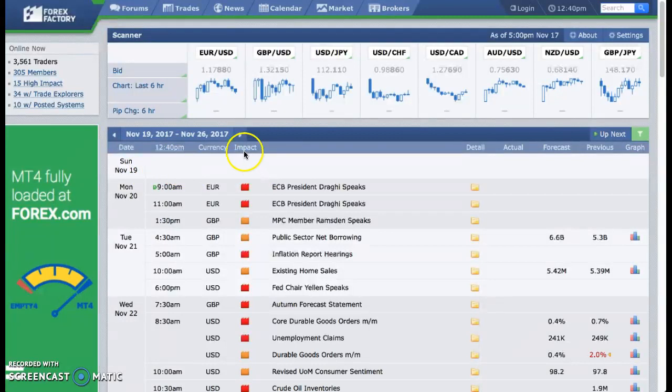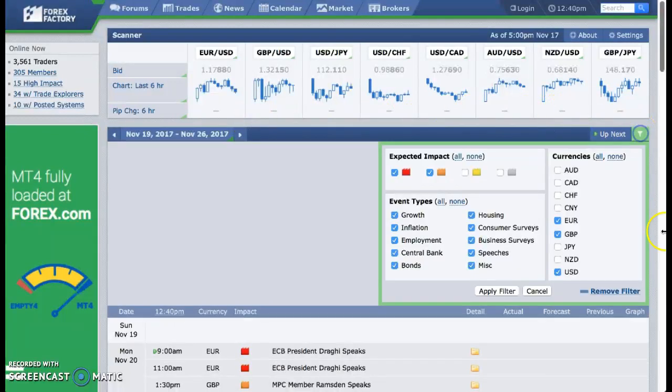And when I say high impact, I'm talking about this column right here where you see these red and orange boxes. These represent the two tiers inside of Forex Factory that would represent high impact news. Red being the highest impact, and then orange being the next level down. Okay. Now there's a filter that's built into Forex Factory when you come. This little green box over here, when you click on that, it lets you select the impact of the news that you want to actually see when you come to the site.